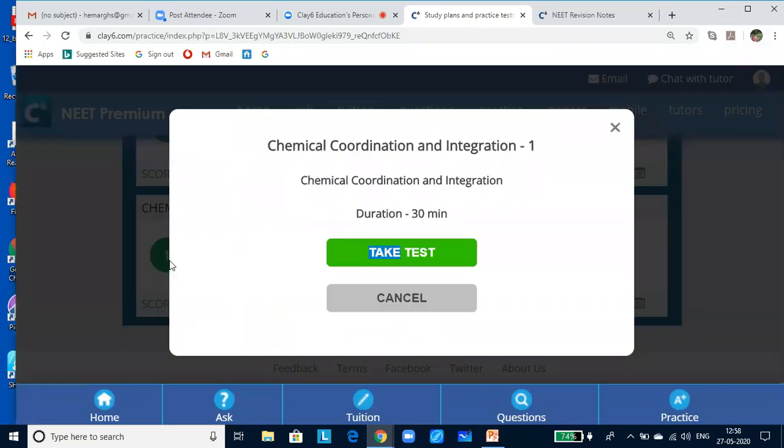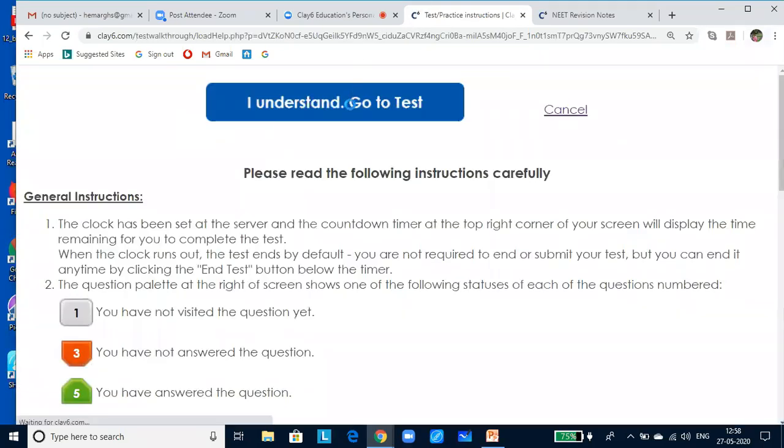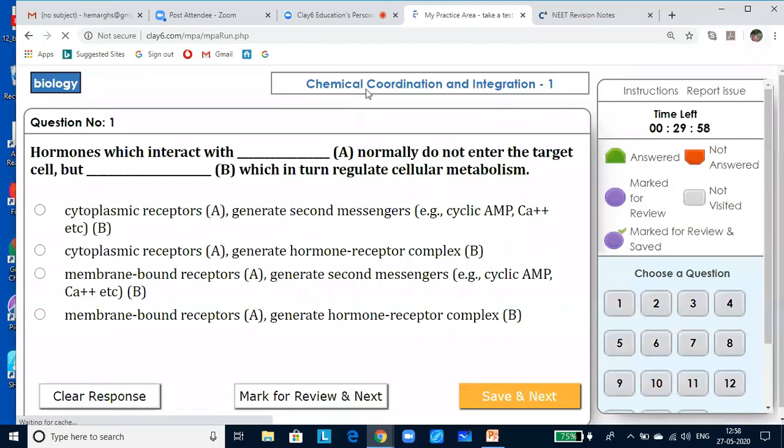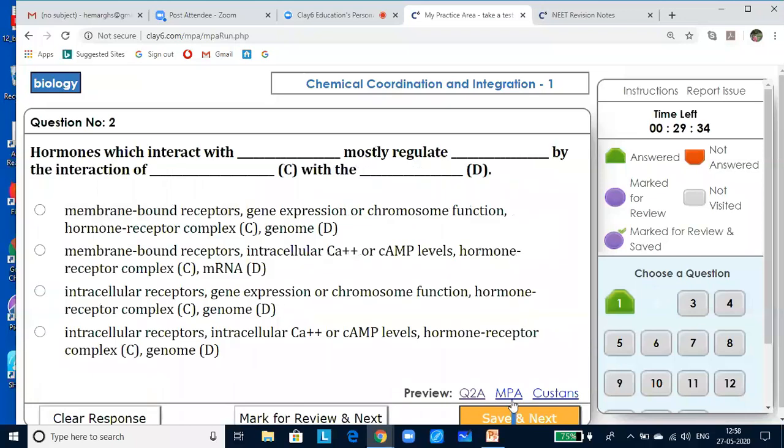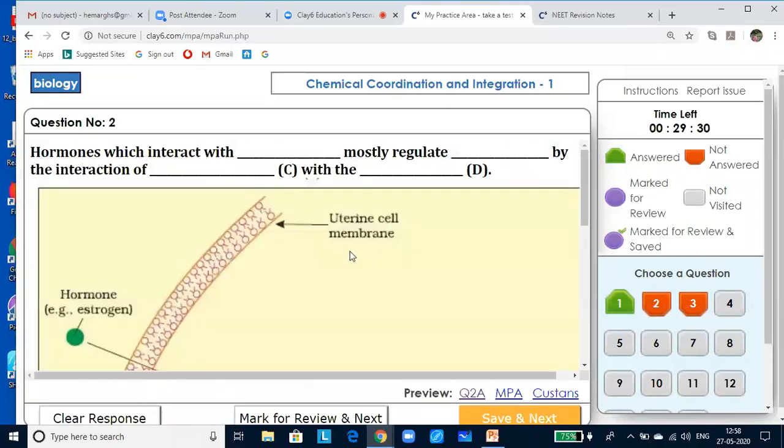So, chemical coordination. Hormones which interact with membrane-bound receptors normally do not enter the target cell, but generate secondary messengers, which in turn regulate cellular metabolism. So, we know it is membrane-bound receptors. So, this is the choice.